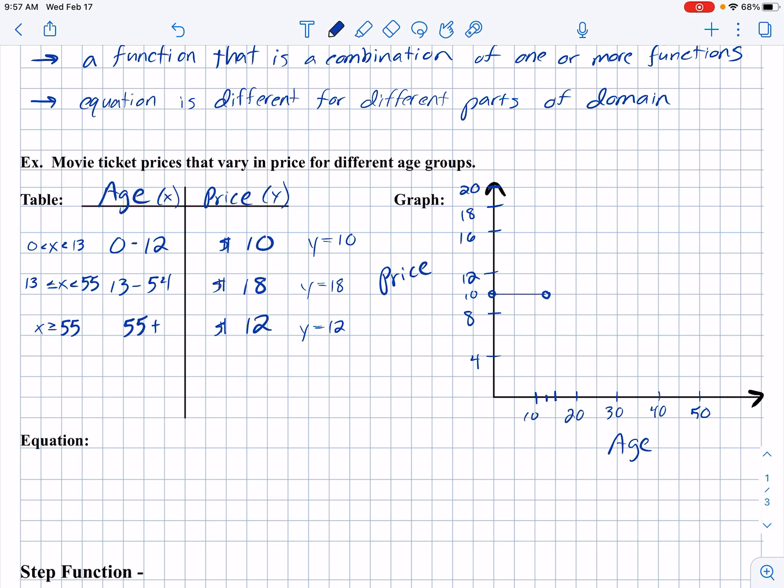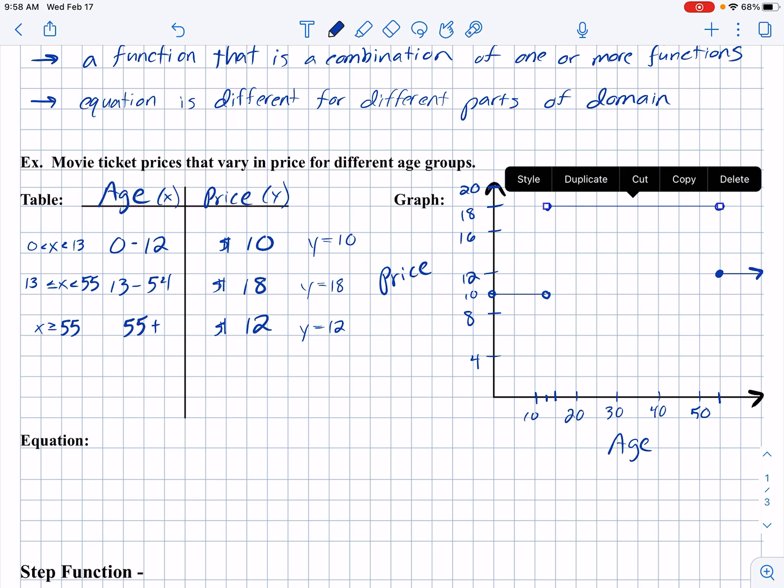So 18 is right here. When you are from 13 to 54 years old, so here's 55, we'll go right before 54, and 54, we'll do 55 and put an open circle. That way it's everything less than 55, so 54 is included in this. And then up here, we're going to put a closed circle because if you're 13 years old, that's included in the $18 price. Connect this function here. And then we'll come all the way down here to 55, not at $10, but at $12. Put a closed circle and everything greater than that.